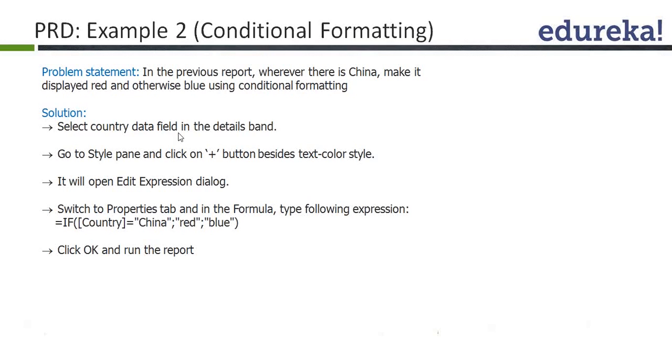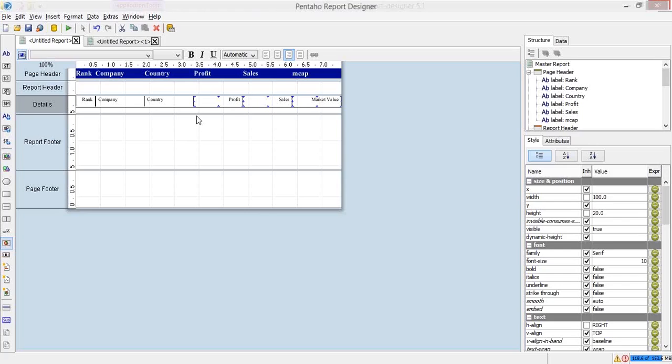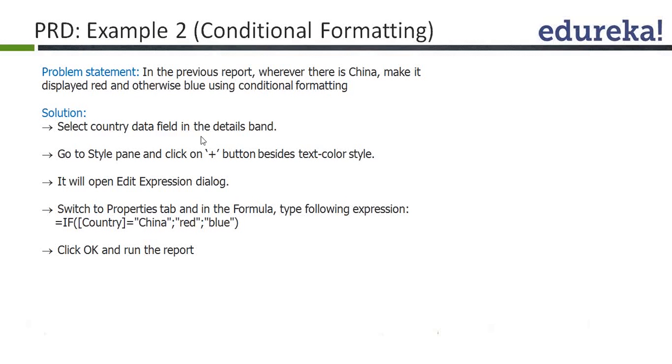Now conditional formatting. Yeah, this is where we are going to use one small expression. So conditional formatting is where, so maybe 5 more minutes. The problem is wherever the country name is China, we have to make it red. So that is the problem. How can we do it? So this is the solution.